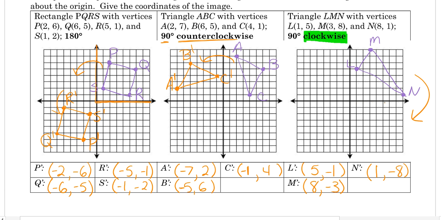2, 3, 4, 5, and then negative 1. That would be your image of L. Go to 8, negative 3. That would be your image of M, and then 1, 2, 3, 4, 5, 6, 7, 8 would be at that location. And then connect, and you can see that you've rotated your figure 90 degrees clockwise.